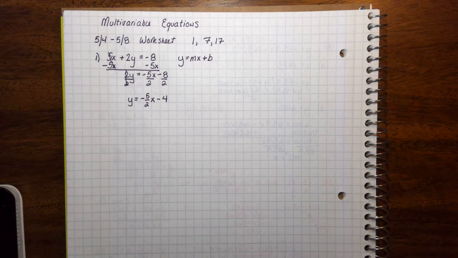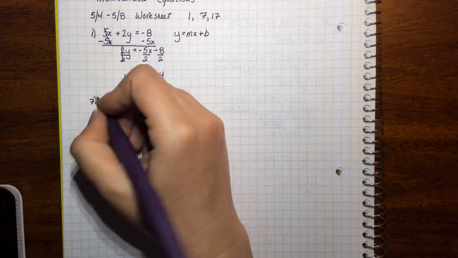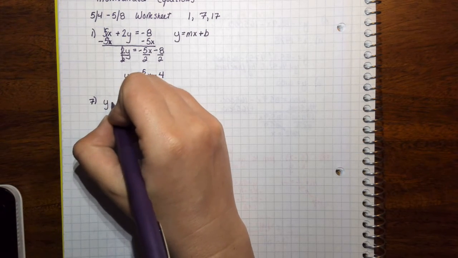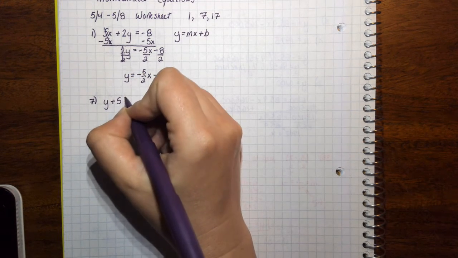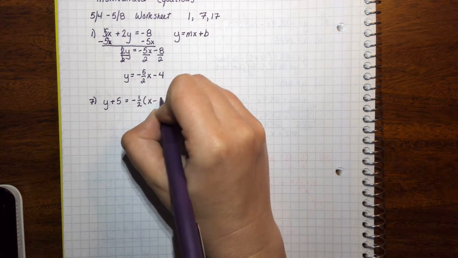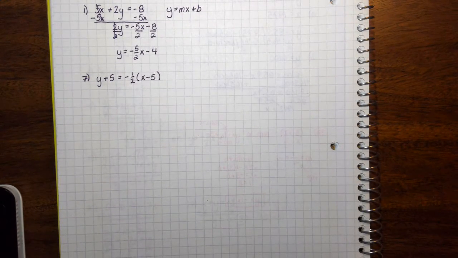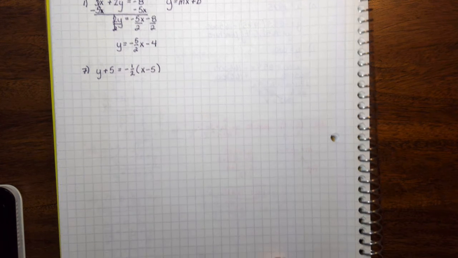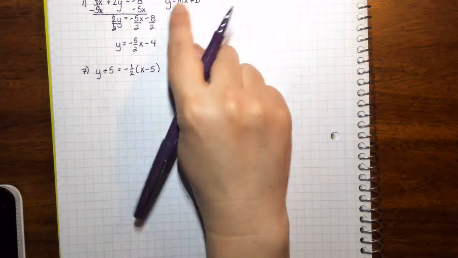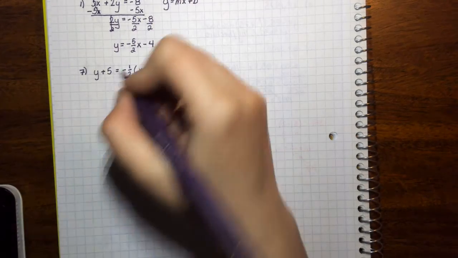Okay, now number 7, same directions, it's just set up a little bit differently. y plus 5 equals negative 1/2 x minus 5. Okay, so this is called point slope form, and what we need to do is rearrange it again so it looks like this. When you see parentheses, typically you want to distribute first.